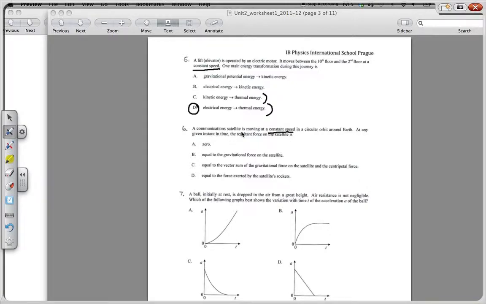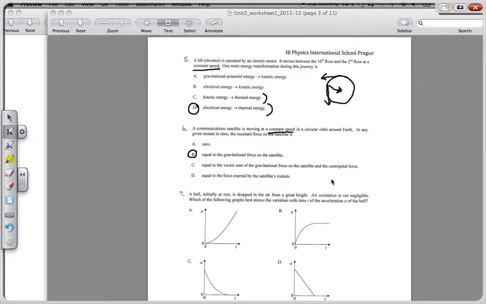There is acceleration. Remember, I'll try and draw sort of a circle here. I'm not very good with this pen. But you've got your constant speed, your velocity going, but it's changing all the time. And there's a force always inwards that's causing that. So it would be equal to the gravitational force on the satellite. The gravitational force is causing that, and that gravitational force is the only force acting on the object.